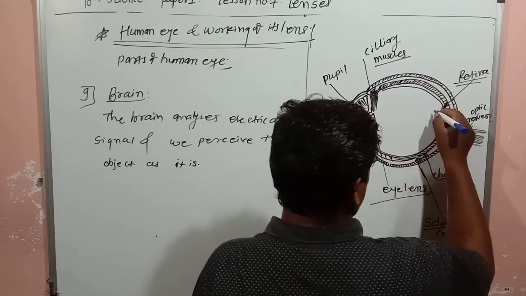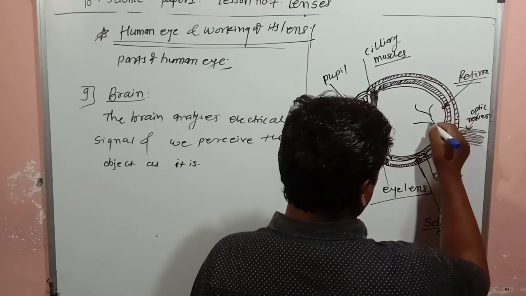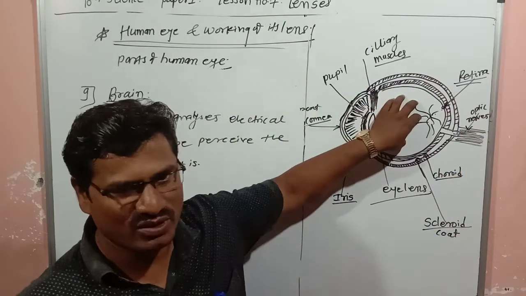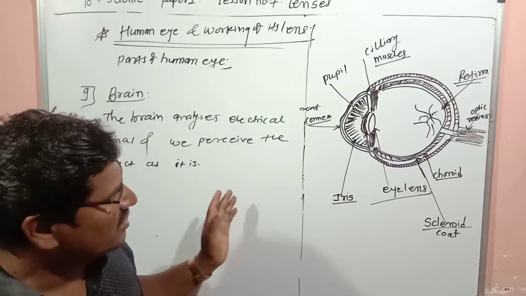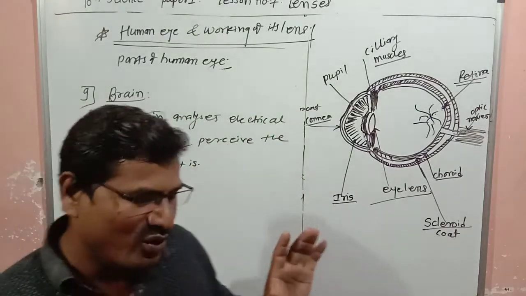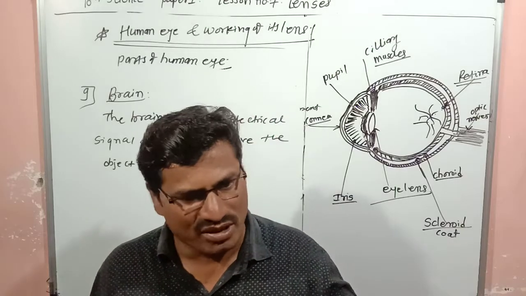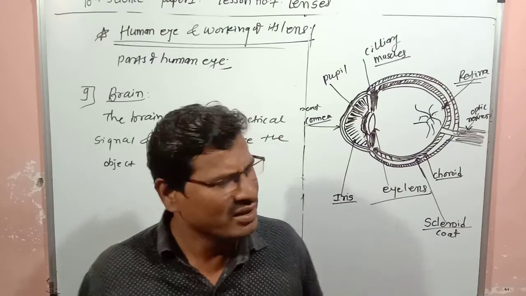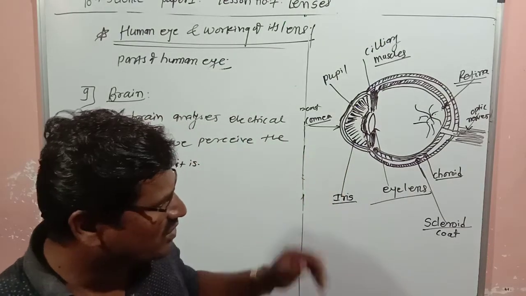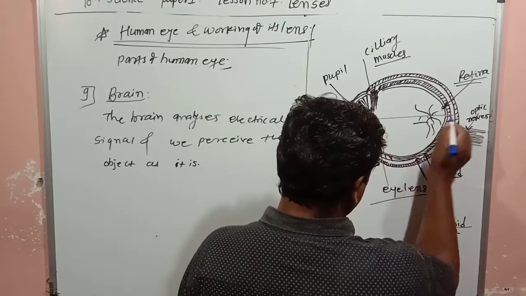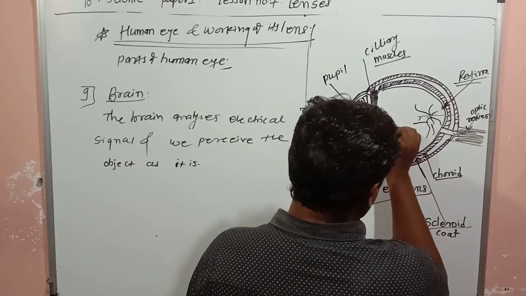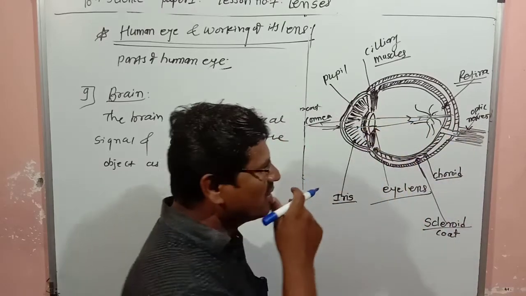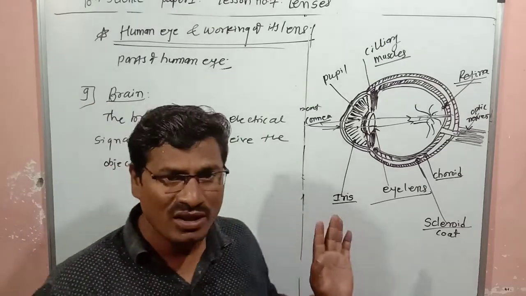So here some nerves are there, like this way you can show, and this one is the eyeball. So we have studied the structure of the human eye, the parts and their functions. Now in the working, when light rays enter like this way, they will come and get converged at a single point. Like this way light rays will be converged on the retina.